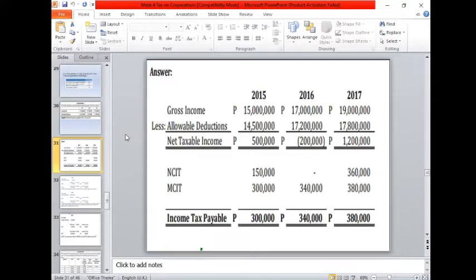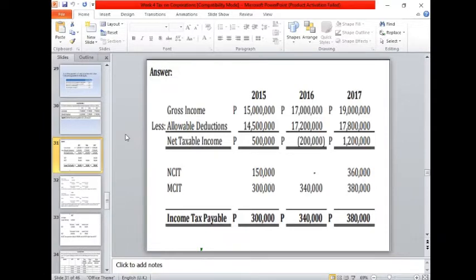for 2017, the net taxable income is 1.2 million. Okay, so if you compute for the normal corporate income tax and the minimum corporate income tax, of course the basis of the normal corporate income tax is 30% of the net taxable income, which is 500,000 times 30%, that is 150,000. And for the minimum corporate income tax, which is 2% of the gross income of 15 million, that is 300,000. So therefore, because the minimum corporate income tax is higher than the normal corporate income tax, we can adopt the minimum corporate income tax.